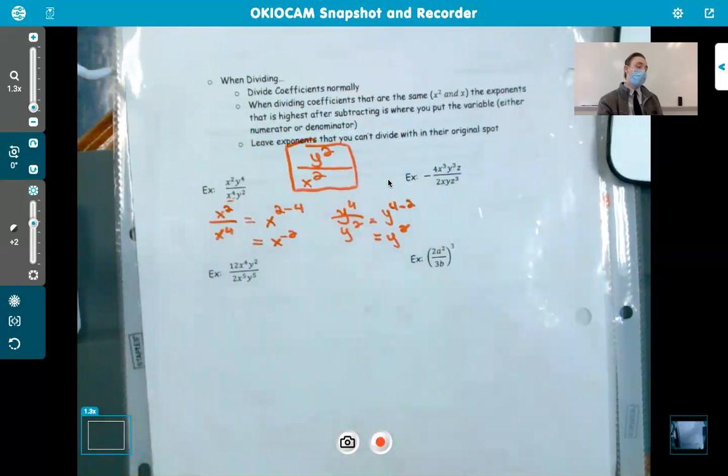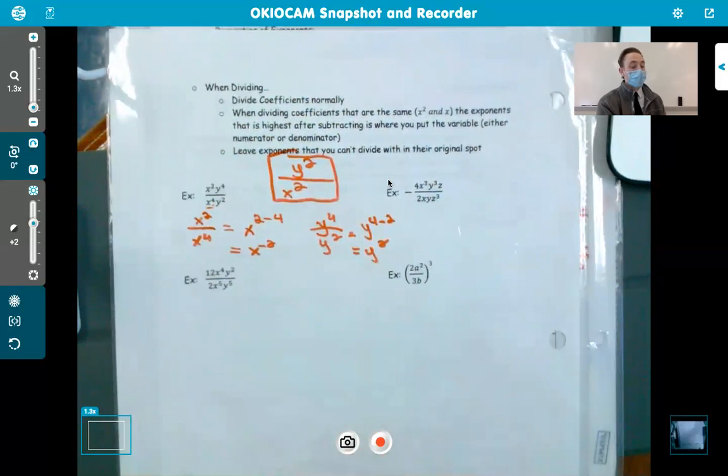This is the trickiest part about division, is understanding where things go. It's not necessarily understanding that you have to subtract, but where should you put the variable, okay? So that'll be the toughest part for us so far, but we're gonna go through a couple more examples. Hopefully it becomes a little bit easier.